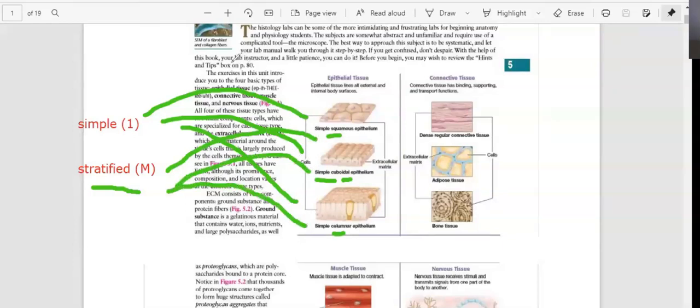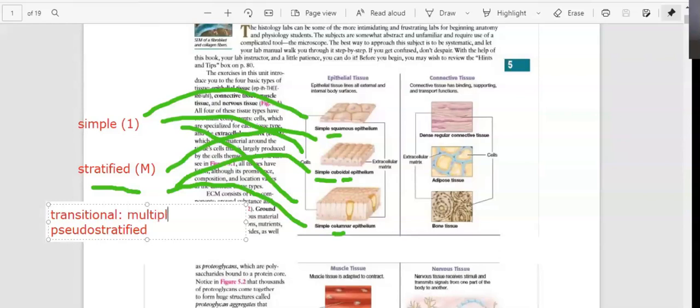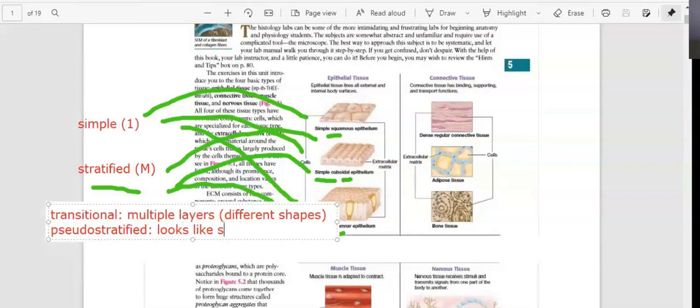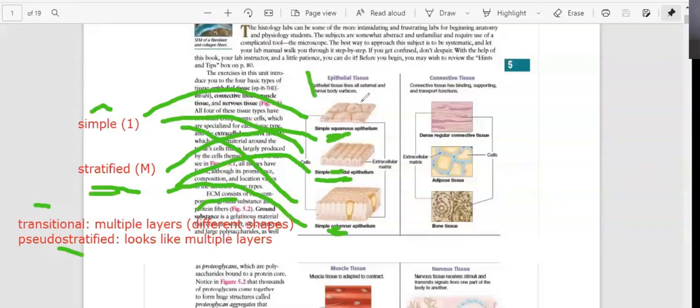In addition to these epithelial tissues, we can also have transitional and pseudostratified. Transitional is usually multiple layers, but the cells are not going to be flat, cubes, or columns. They're going to have different shapes. And this other one is called pseudostratified. Pseudo means that it looks like, so this one looks like stratified, looks like multiple layers, but it is not. So that's epithelial.